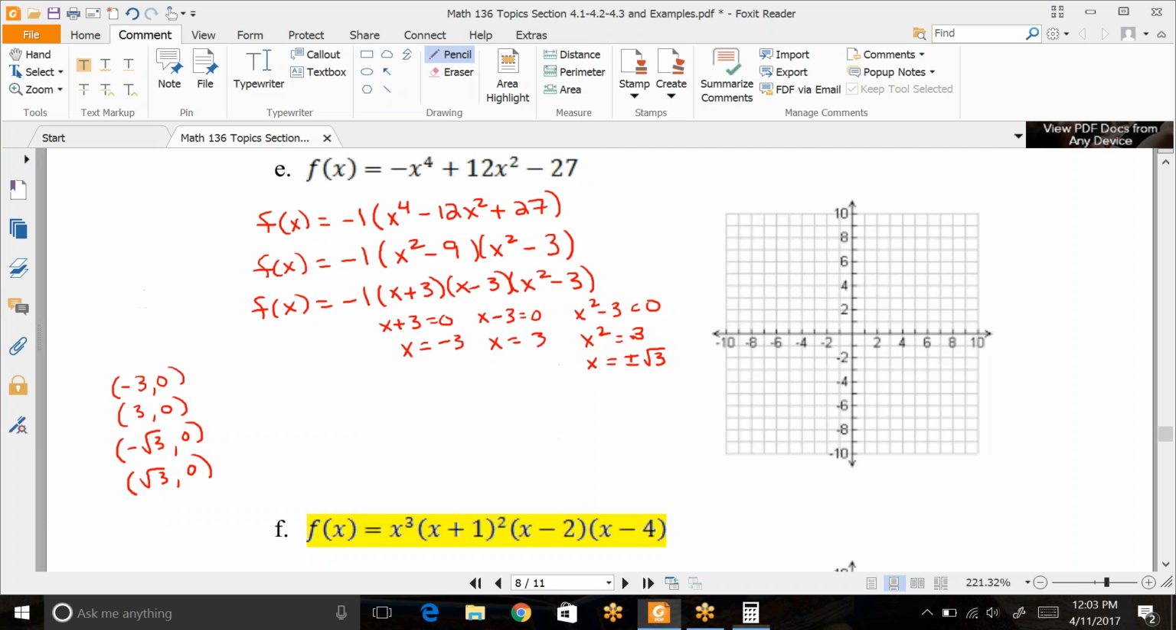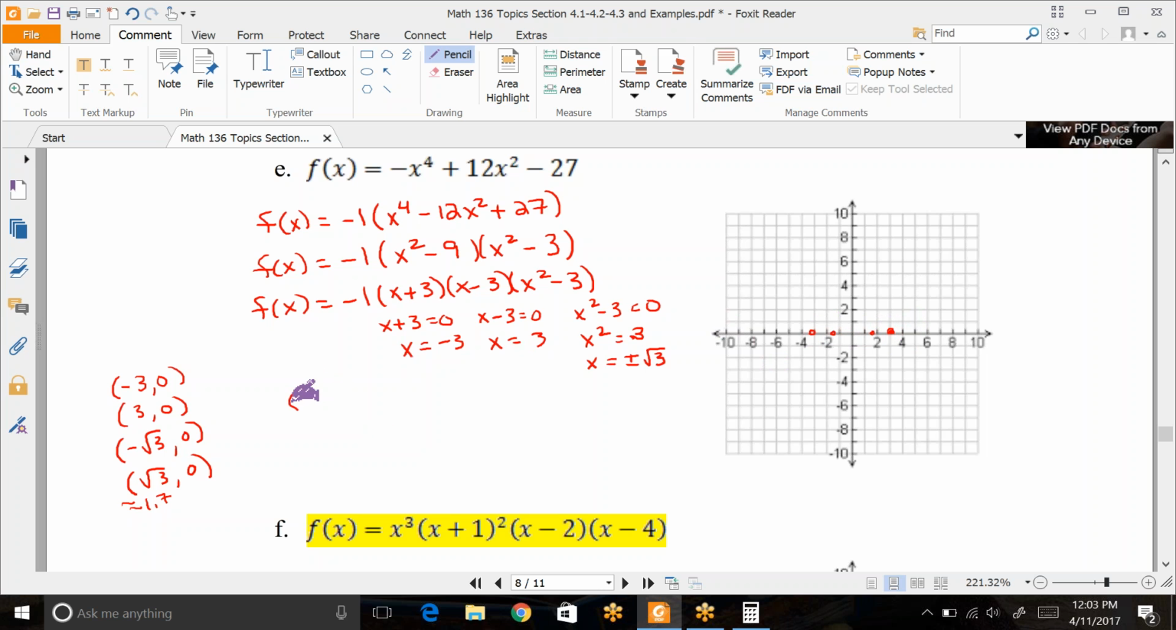So it's about 1.7-ish. And that'll be the same thing here. It'll be about negative 1.7. So notice the negative 1 does not give me an x-intercept though because there's no x there. So I need to plot these: negative 3, negative 1.7, positive 1.7, and positive 3.